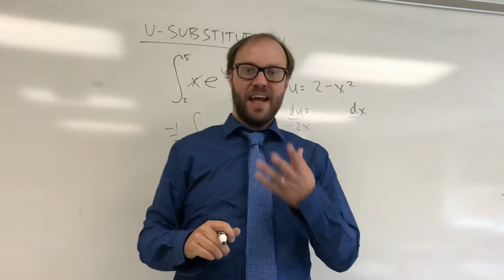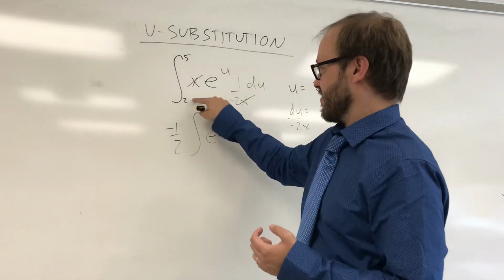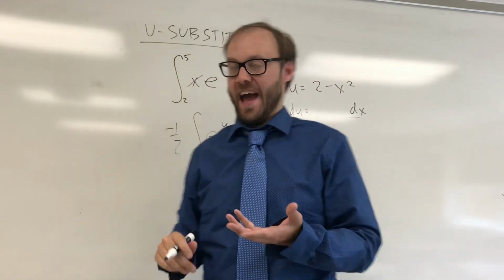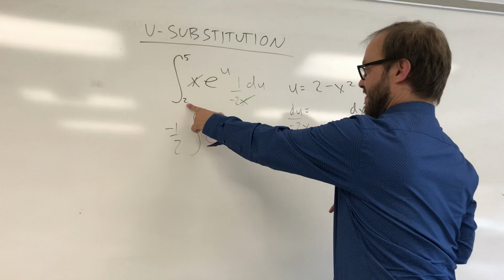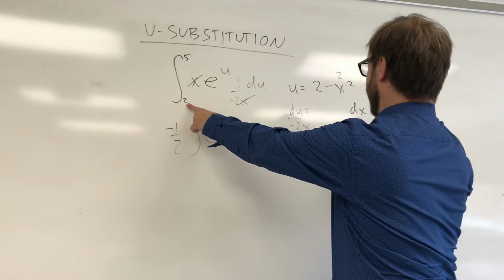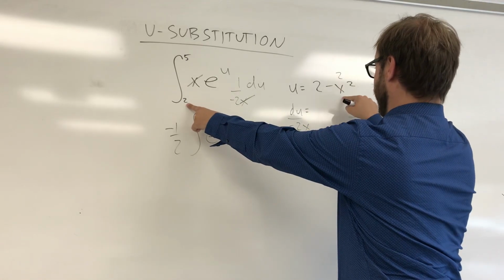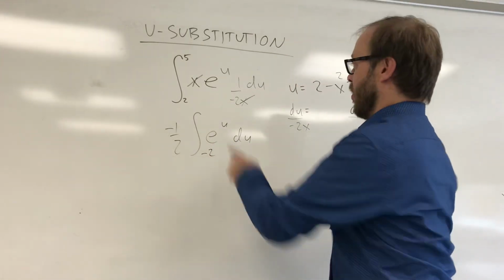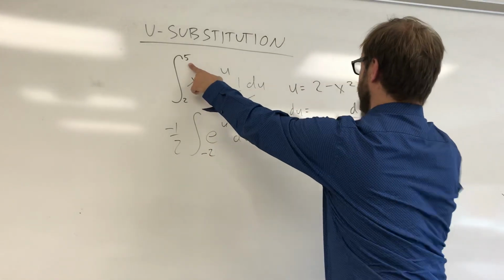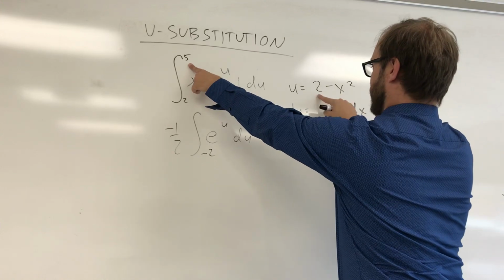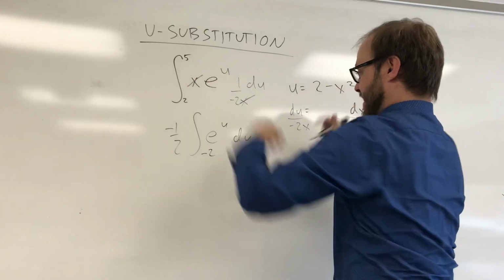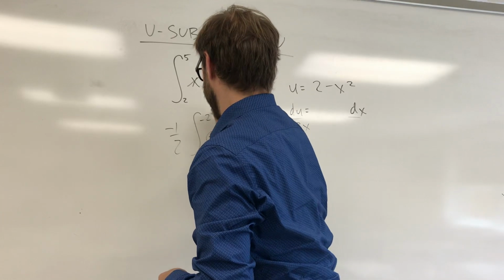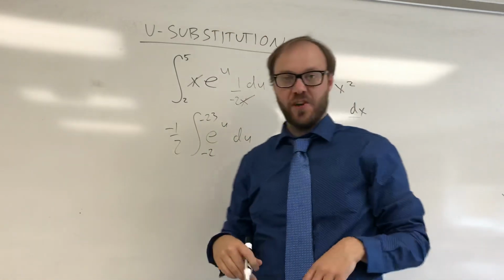Remember, the last thing that I need to do, these bounds, these limits on the integral, also need to be in terms of u. And right now they're in terms of x. So when x is equal to 2, 2 minus 2 squared is negative 2. And I'll replace that with a negative 2. When x is equal to 5, 2 minus 5 squared, that'd be 2 minus 25. That's going to be negative 23. Okay? So those end up being my new bounds in terms of u.